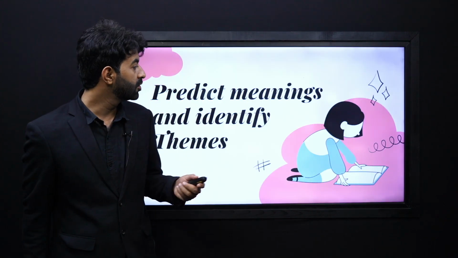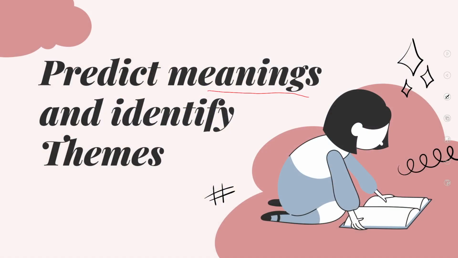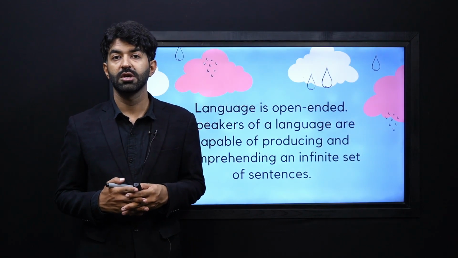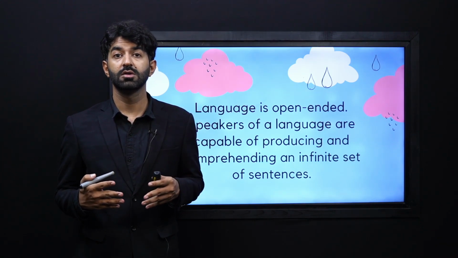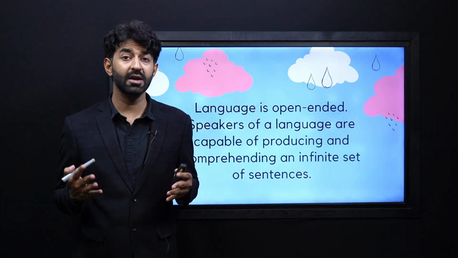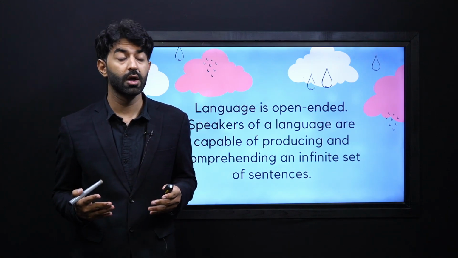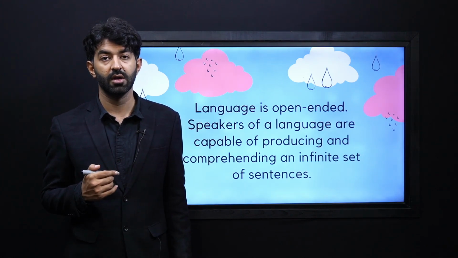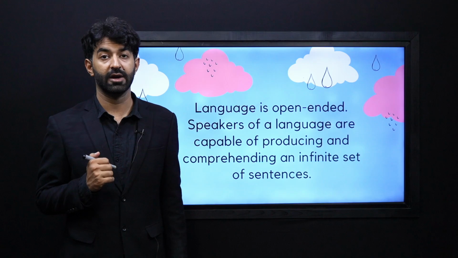Now let's move on to our topic, which is about predicting meanings and identifying themes in the text. Now, we know that language is an open-ended thing, and language speakers create so many different kinds of sentences, and every sentence can be something that you have never heard before. So how do we guess what the speaker or the writer is trying to say? We predict the meaning so that we receive the correct message.